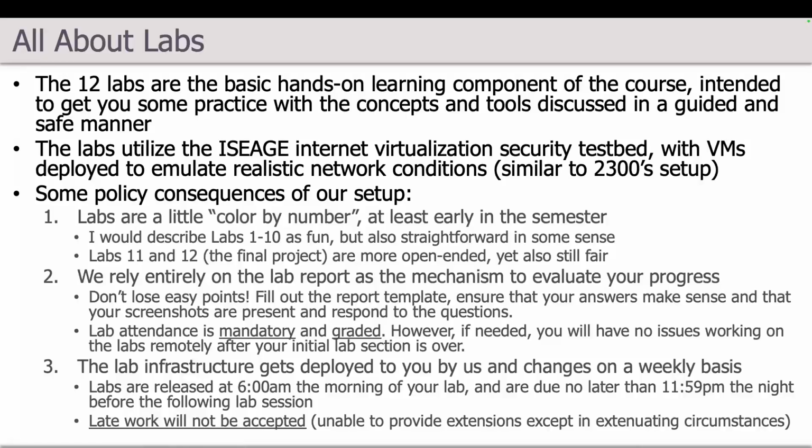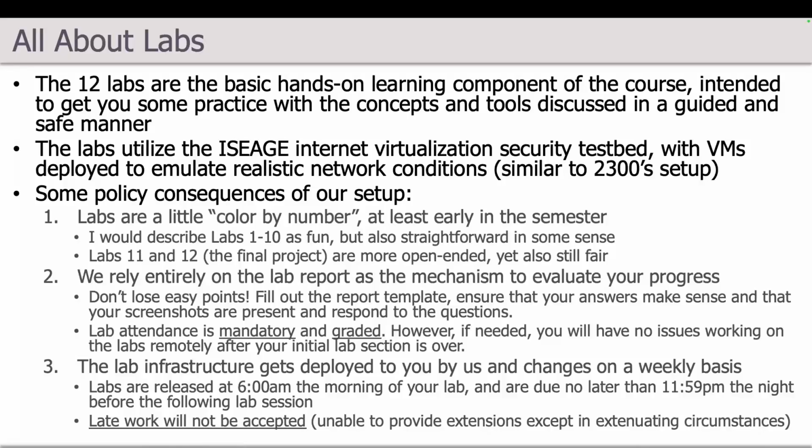I mentioned this on Tuesday and talked to a student afterward, who didn't quite know what I meant. I said the labs are a little color by number, in the sense that 2300's labs are as well, that you're being guided along the way: here's the next step we'd like you to do, what happens? Here's the next step we'd like you to do, what happens? That can be frustrating at times depending on how you want to explore the technology.